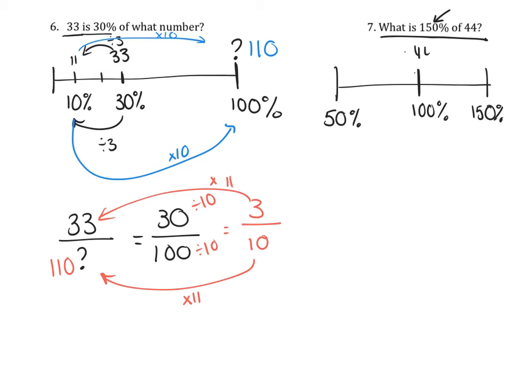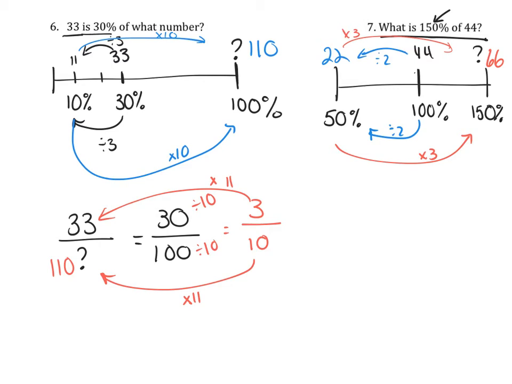So I know 100% is 44 because I'm trying to find the 150. Well, you should be able to see that you can divide by 2 and divide by 2 and get 22 here. And then you can easily just multiply this by 3 to get 150 and multiply 22 times 3 and you get 66.